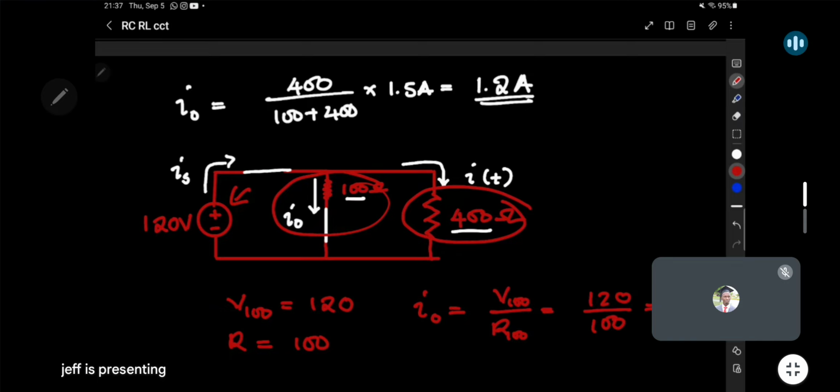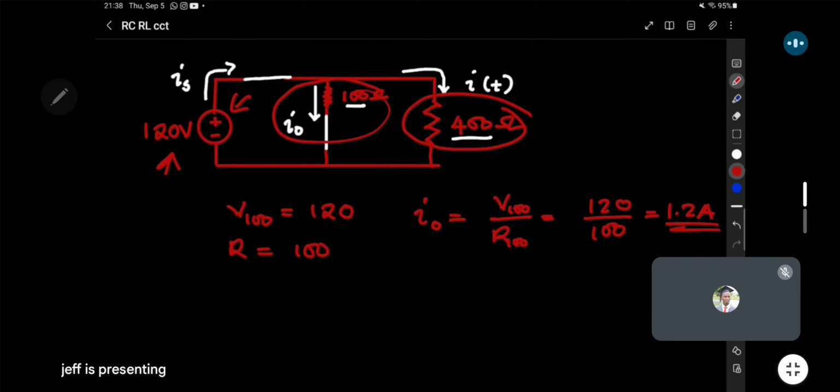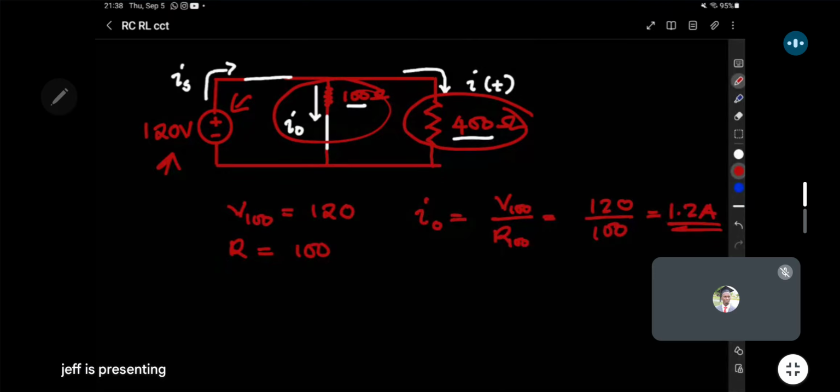So this is why I was saying that there was a quicker way, and this was just to observe that since the two resistors are connected in parallel, they will both have a voltage drop of 120 volts. This, as you can see, is faster to get the current through that 100 ohm resistor, which is going to come out as our I0.